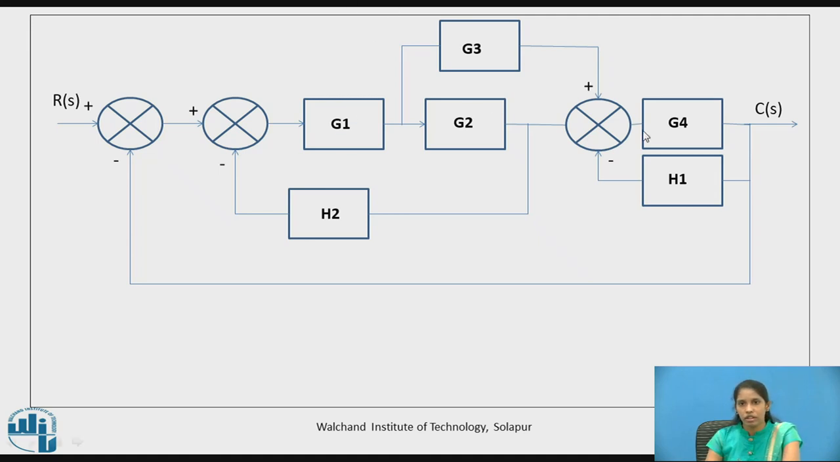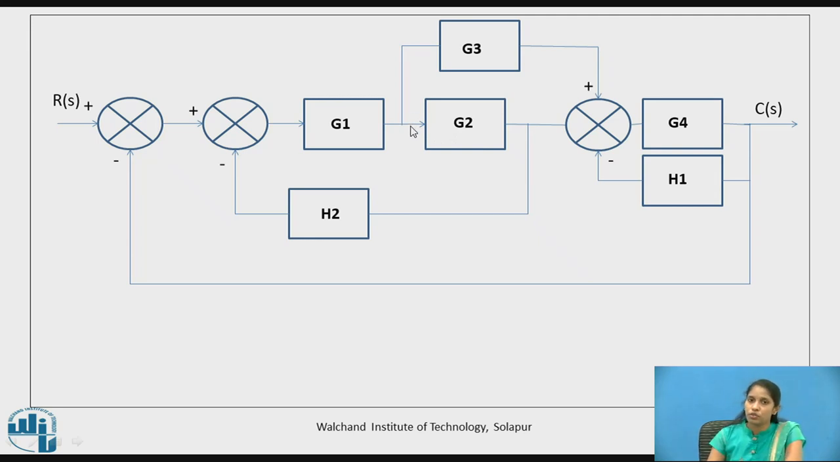If you see over here, it is a closed loop. They are connected in series, but one takeoff is present over here. The first preference is to check whether the blocks are in series. First step: yes, the G1 and G2 blocks can be said to be in series, but the presence of G3 is creating a problem.